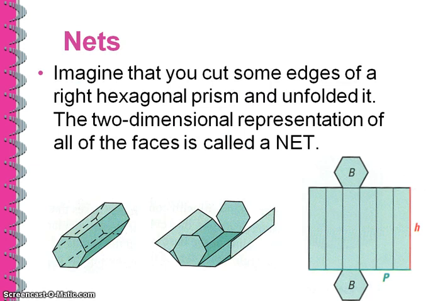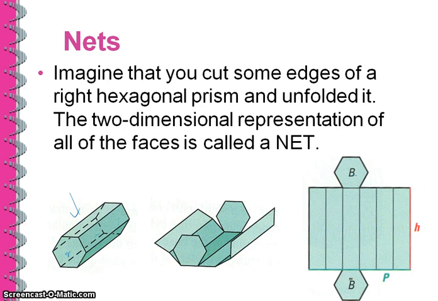It was imagining that I cut up the edges and tried to lay it flat. So if you looked at this shape here, which is a right hexagonal prism, and you were able to cut it up and unfold it, you would see that here would be each of these sides, right? And then the bases here would look like that. And this two-dimensional representation of all of these faces is called a net.